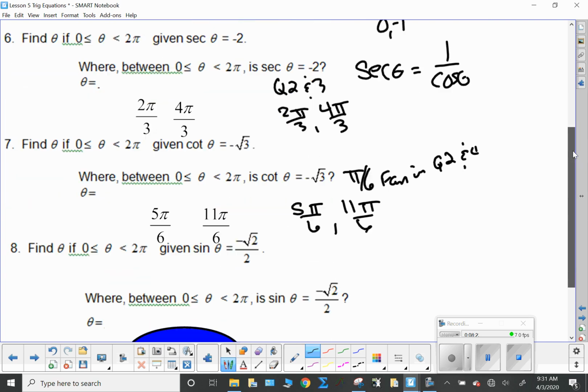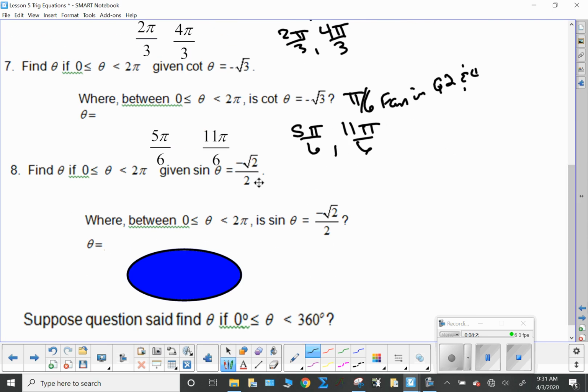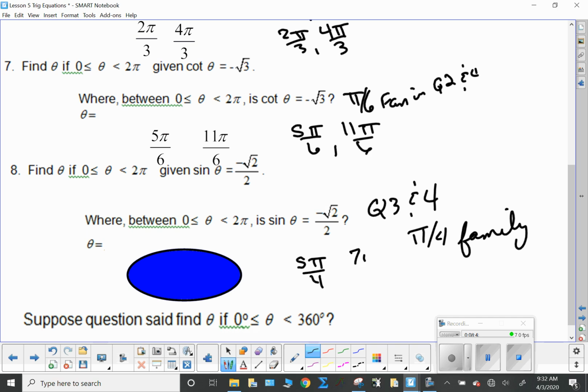Okay, finally down here, sine is -√2 over 2. That's going to put me in quadrants 3 and 4. So this is quadrants 3 and 4, pi/4 family. So that's going to be 5 pi/4 and 7 pi/4.